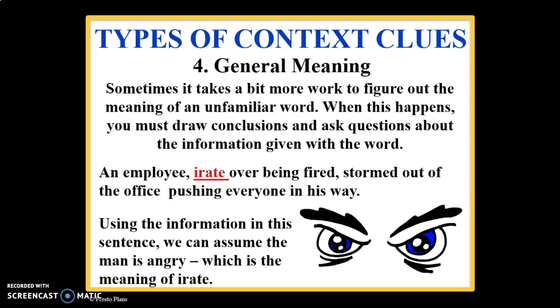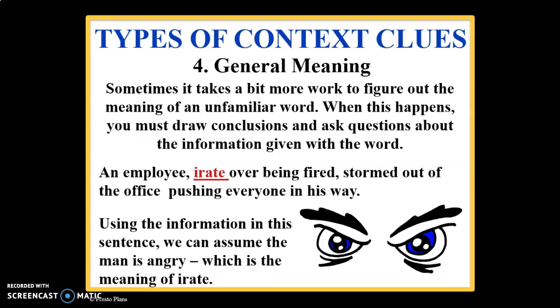All right, yet a fourth way that we can use context clues would be with a general meaning. Sometimes it takes a bit more work to figure out the meaning of an unfamiliar word. And when this happens, you must draw conclusions, make inferences, and ask questions about the information that is given with the word. When you're coming across a word in a book, this might be the most common one that you'll have, because they're not making context clues on purpose. So you may need to use the context more often than not. Let's look at this example.